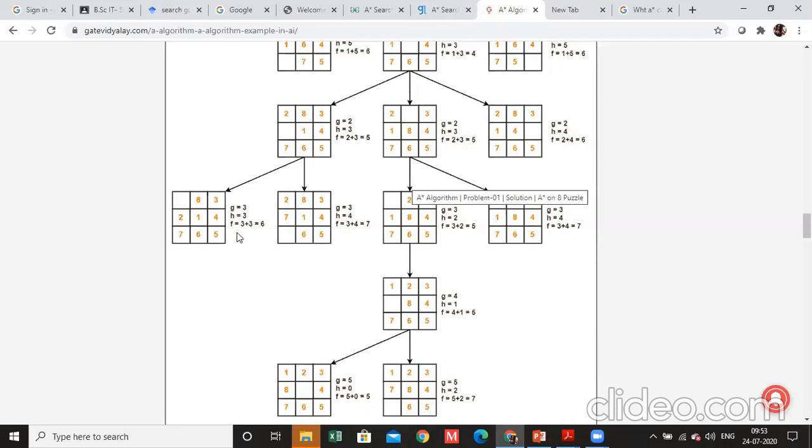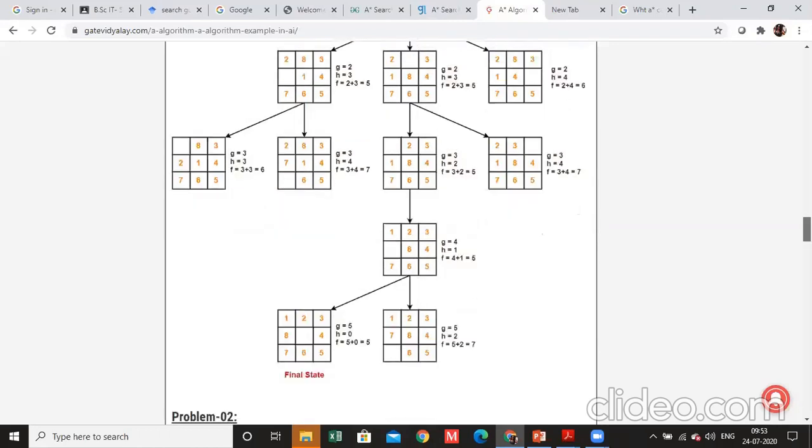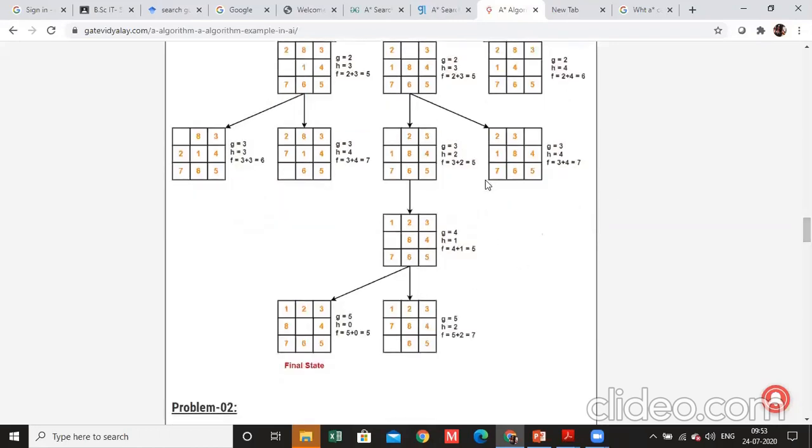Now I have to calculate f. So 6, 7, 5, 7. So which has the minimum value? 5. So I further expand the node that has the function value 5. Now I come to level number 4. So what is the value of g? So g is equal to 4.